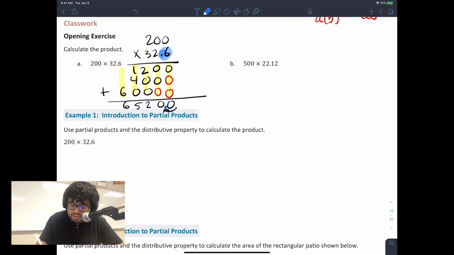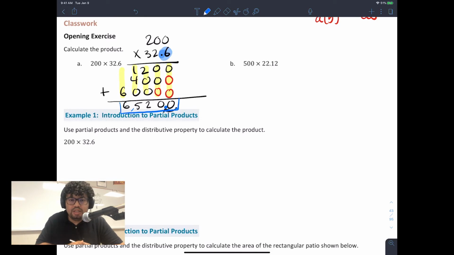And so that's going to give me an answer of 6,520. So look at what I did here. I know that there's only 1 number to the right of the decimal point, so here at the end, I bring it back only once. And that's my final answer.